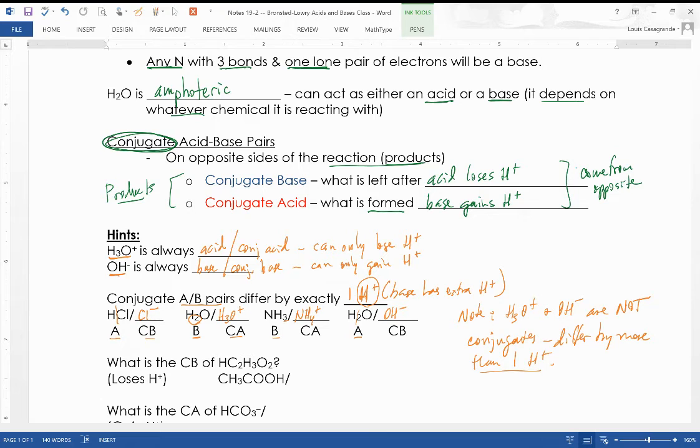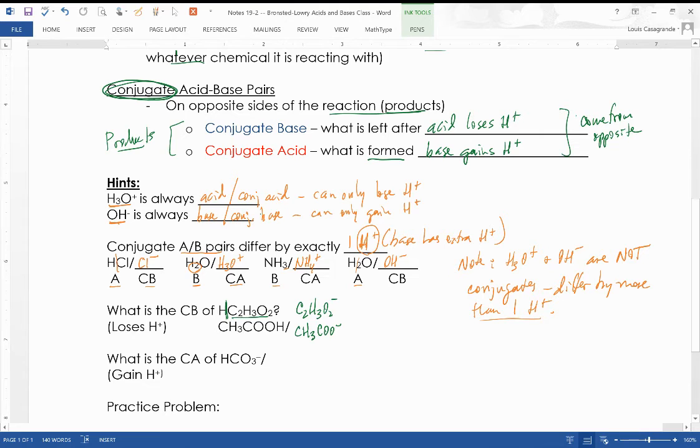All right, did you figure it out? So we pull that H plus off. What's left over after the acid loses its H plus is going to be C2H3O2 minus. Don't forget your minus sign. That's the acetate ion. Or we can write it as CH3COO with a negative sign there. And either one of these is acceptable as a form of writing the acetate ion, the conjugate base of acetic acid. Here we have hydrogen carbonate.